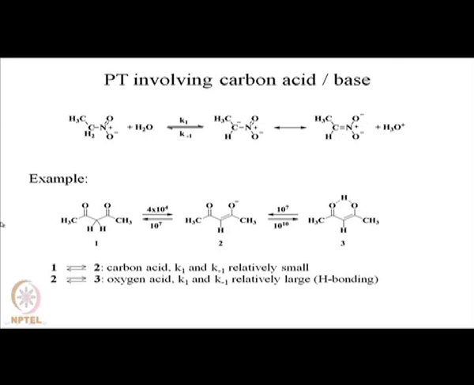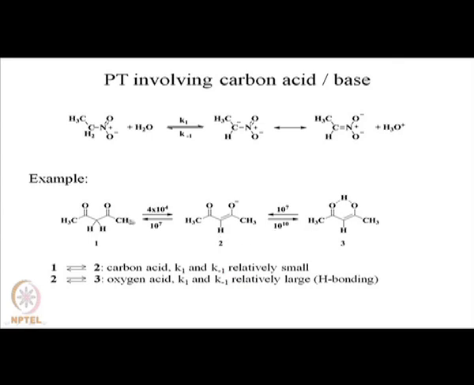Another example is like this: CH3COCH2COCH3. The forward process is the enolization step, and it gives your enolate. Basically this hydrogen is switched from here to here, a 1,3 shift, making this double bond, then OH, and this OH makes a hydrogen-bonded structure, a 6-membered hydrogen-bonded structure.